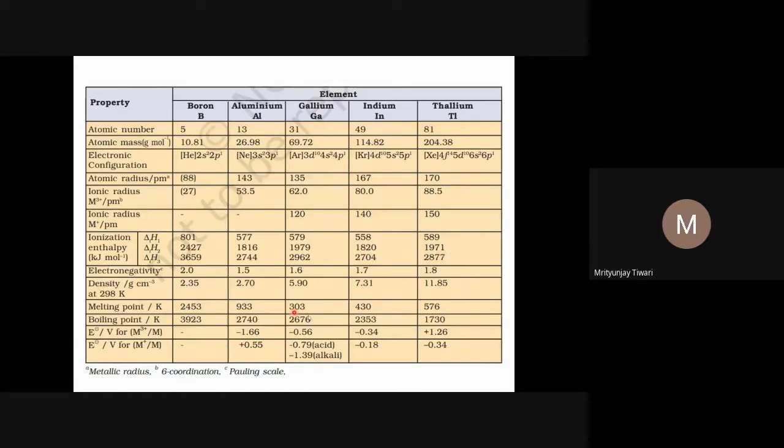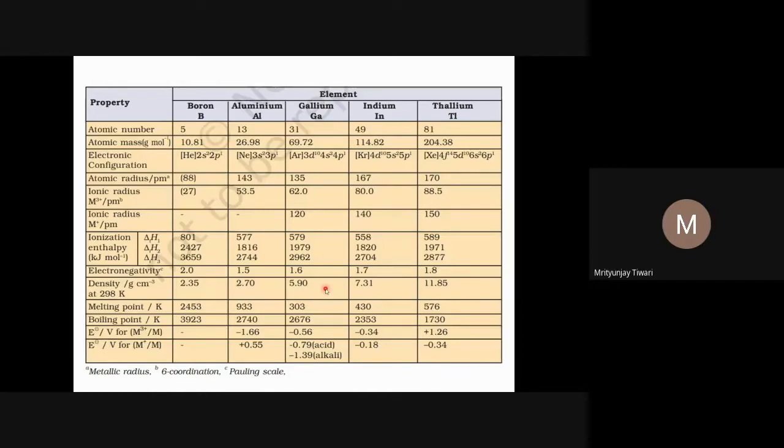Finally, you see that density increases. The reason for increasing density is that we know the atoms become heavier, but their size doesn't increase in the same manner, though the size is increasing with certain exceptions here.